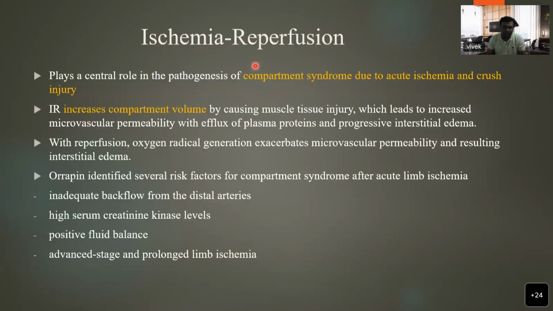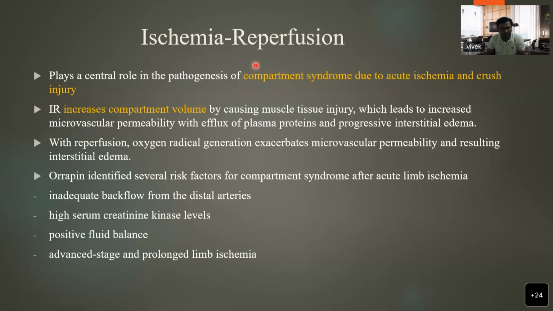Coming to ischemia reperfusion, it plays a central role in the pathogenesis of compartment syndrome due to acute ischemia and crush injury. Ischemia reperfusion increases compartment volume by causing muscle tissue injury, which leads to increased microvascular permeability with efflux of plasma proteins and progressive interstitial edema. With reperfusion, oxygen radical generation exacerbates microvascular permeability, resulting in interstitial edema.